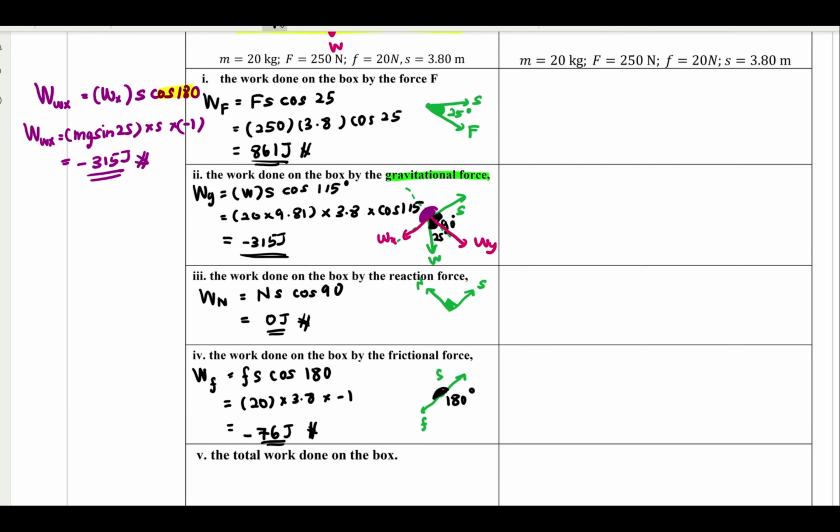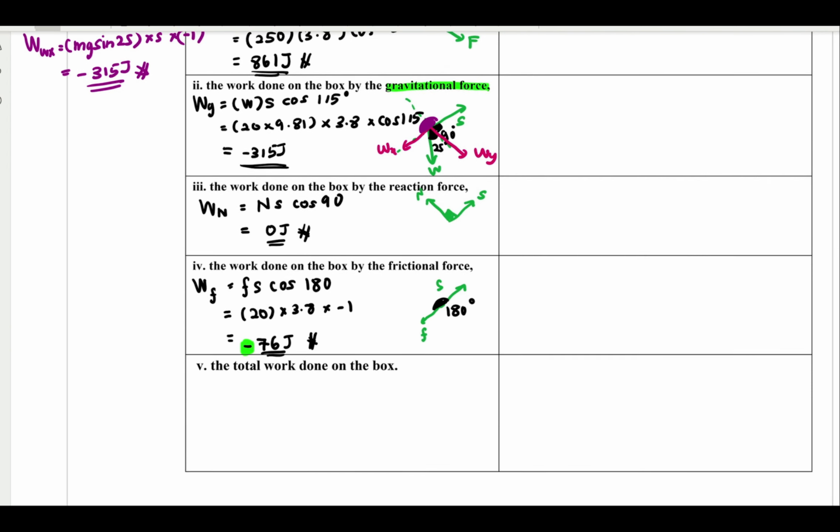Alright? So the work done is negative because that one is the work done against the gravitational force. Okay? The work done by the system against the gravitational force. Okay? And then the total work done on the box.